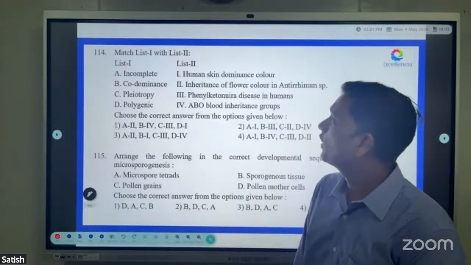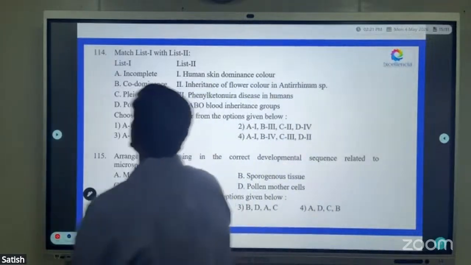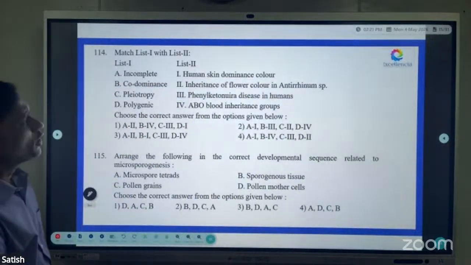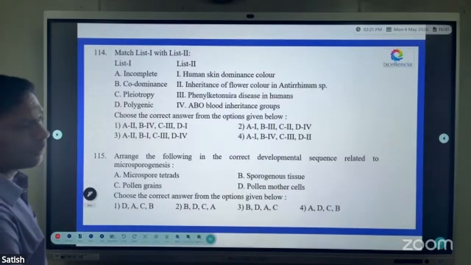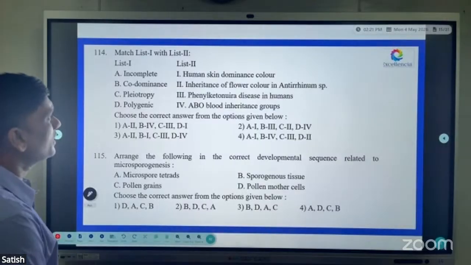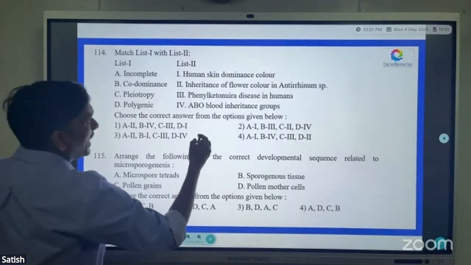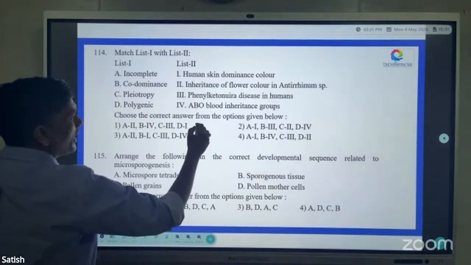So one more match the following question. It is related to genetics. Incomplete dominance. It is mainly observed in flower color in Antirrhinum species, that is snapdragon, A2.